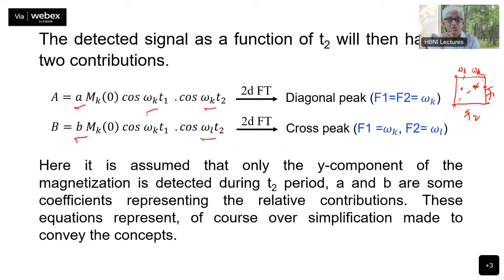the cross peak. So here it is assumed that only the y component of the magnetization is detected during the T2 period. A and B are some coefficients representing the relative contributions. These equations represent, of course, an oversimplification made to convey the concepts. I mean, we have assumed many things here, that we have done a y magnetization, we have done cosine transformation, but that doesn't matter. All of these things apply even when you do the complex Fourier transformations or sine transformations also. But this makes the ideas and concepts clear.